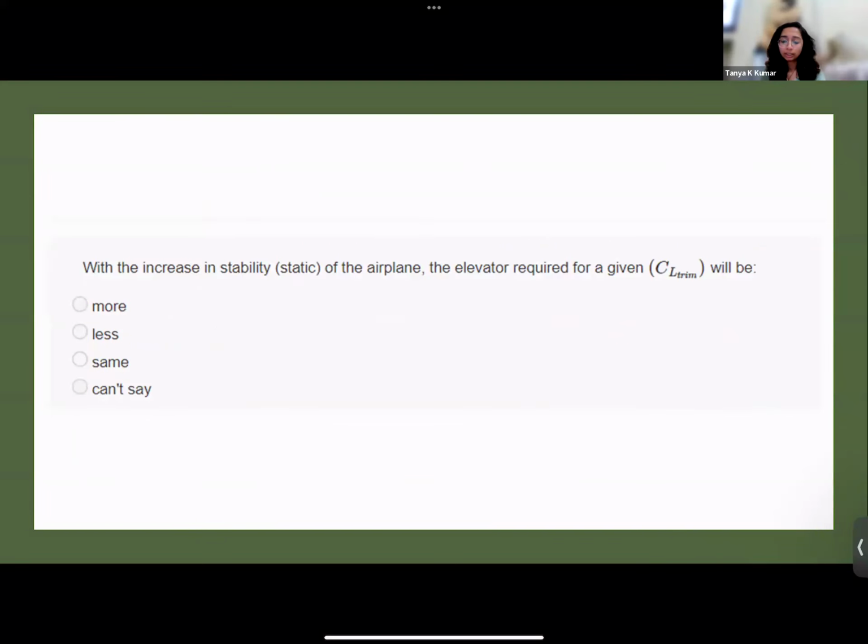Next question. With the increase in stability of the airplane, the elevator required for a given CL trim will be more, less, same, can't say. So this was the equation for your delta E trim. Now just look at it. Increase in stability of the airplane: how will the delta E trim for the same CL change, will it be more or less? How much do I need to deflect my elevator to ensure trim at the same CL?